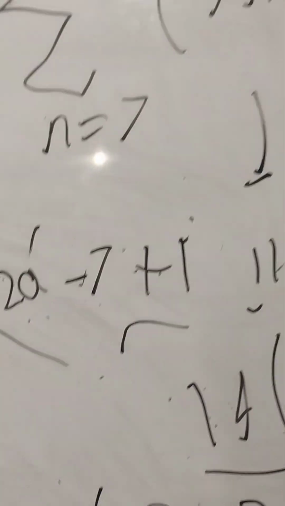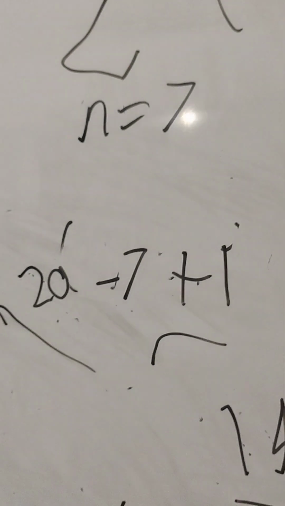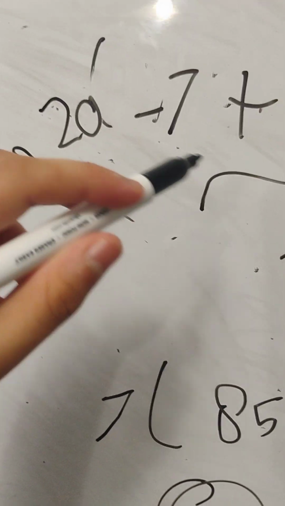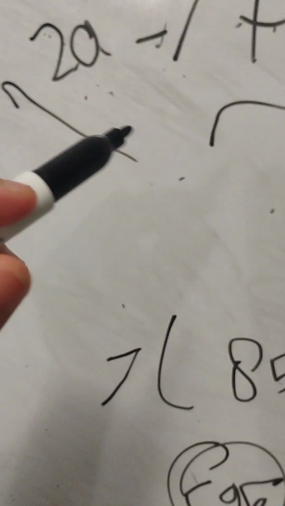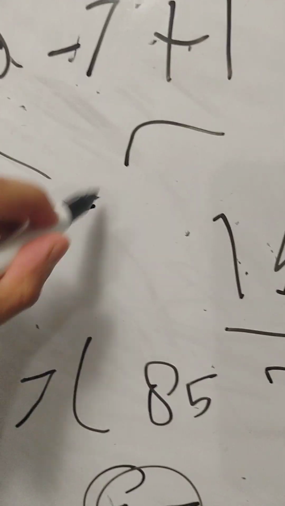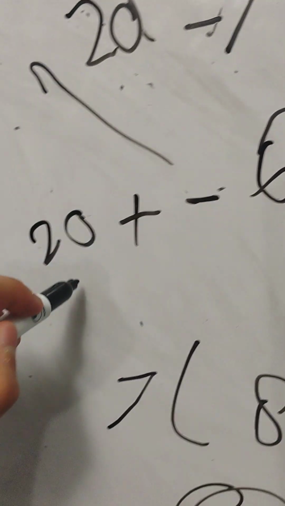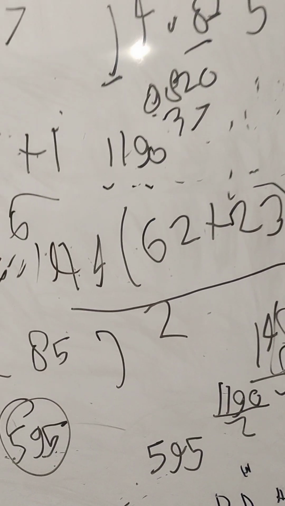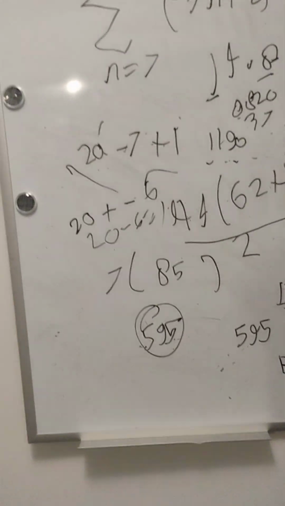And the simpler way you can do it is just 20 minus 7 plus 1. You can also do it this way. For example, 20 minus 7 is 13, plus 1 is 14. I forgot to tell you this: I can do 20 minus 6. 20 minus 6 is equal to 14. Either way, this is actually a better way you can do this.